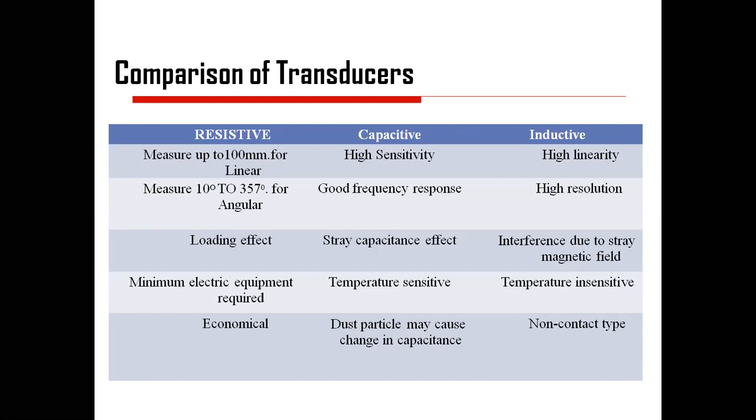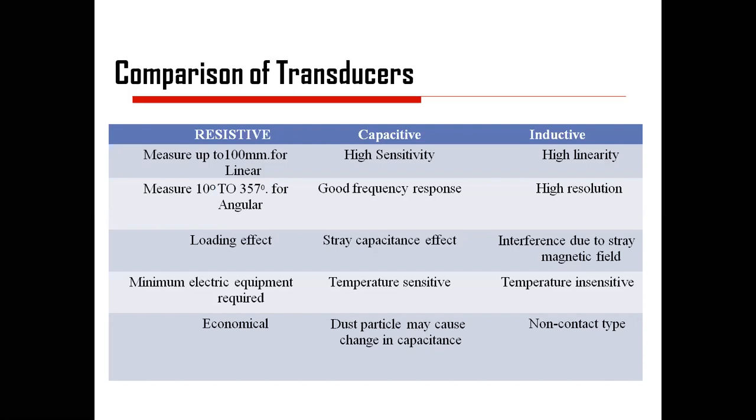Resistive type measures 10 degree to 357 degree for angular one. I have not specified 360. I have specified 357. Means that much tolerance is there for resistive one. In capacitive, it is good frequency response. It will provide a good frequency response. In inductive, it is having a higher resolution.